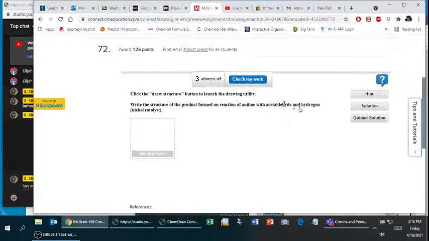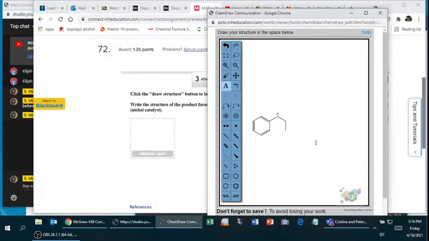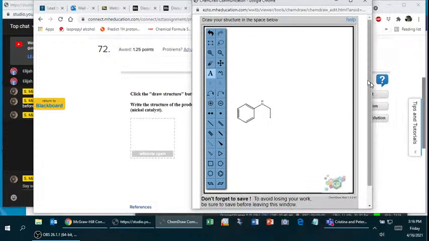Subsequently, it says you're going to react it with a hydrogen nickel catalyst. So what that's going to do is break this double bond here, and it should give us, oh, come on. The N-ethyl, oh, stop it. The N-ethyl phenyl amine. So that's what I'm thinking is going to happen. So let's take a look.